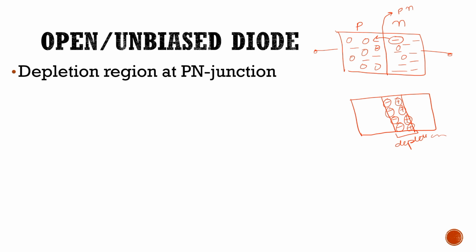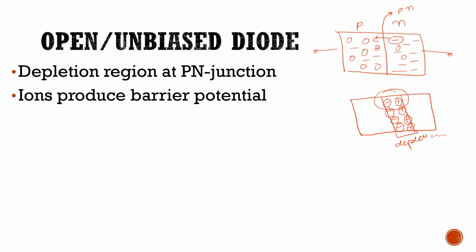Now these ions in this depletion layer produce a barrier potential. Now what is this barrier potential? It is the potential which diffusing carriers of both types must surmount in going from one side of the junction to the other side. At room temperature, this barrier potential is approximately 0.7 volts for a silicon diode and 0.3 volts for a germanium diode.